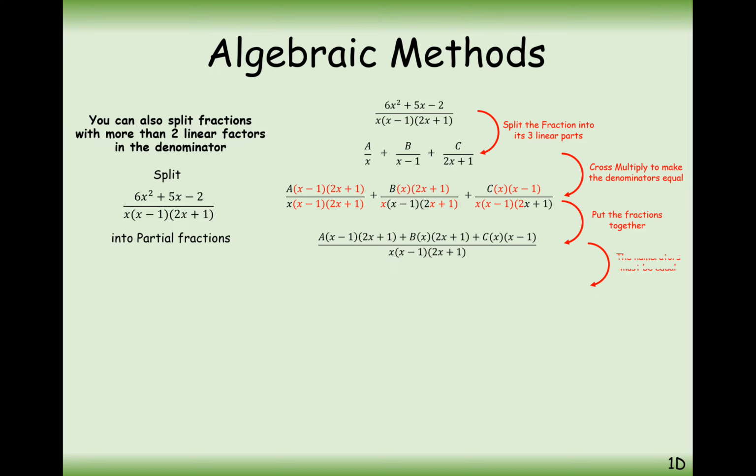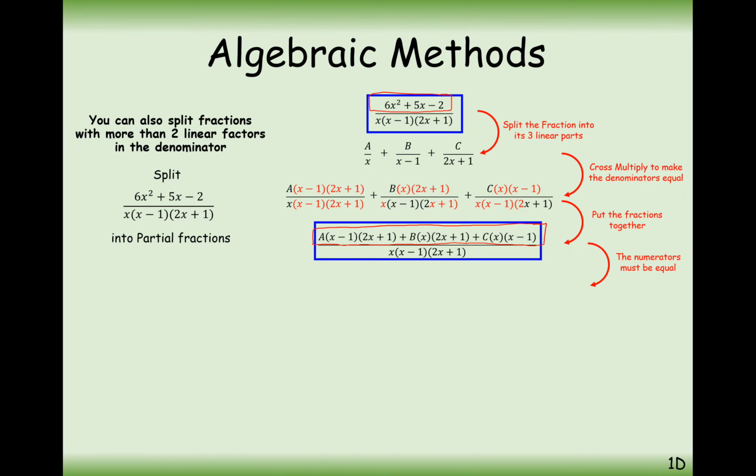So effectively what we've got now are 2 equivalent fractions in this part here and this big long part here. So these 2 expressions must be equivalent. So 6x squared plus 5x minus 2 must equal this big long expression here. So we've split them up into partial fractions, put them back together again, and it must be the case that this combined fraction and this combined fraction are equivalent. So therefore the numerators must be equivalent.